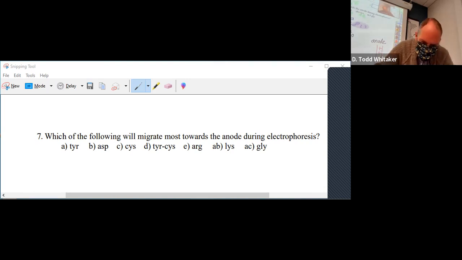Gly. Finally, an easy one. Gly, there's just two numbers. 9.8, 2.4. Add them together, you get 12.2 divided by 2, 6.1.